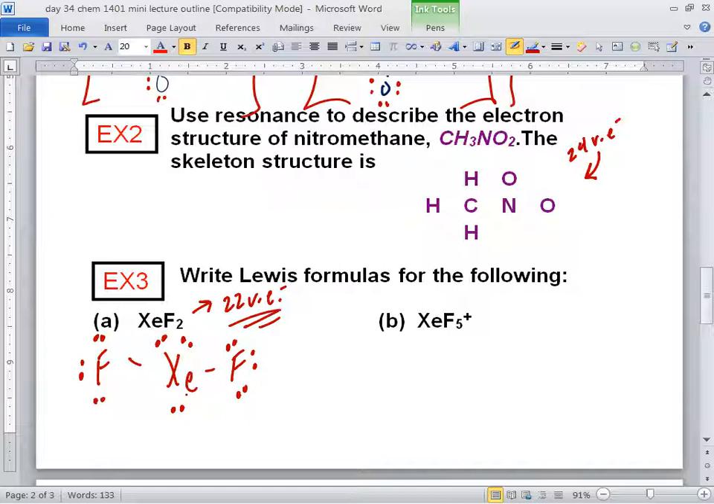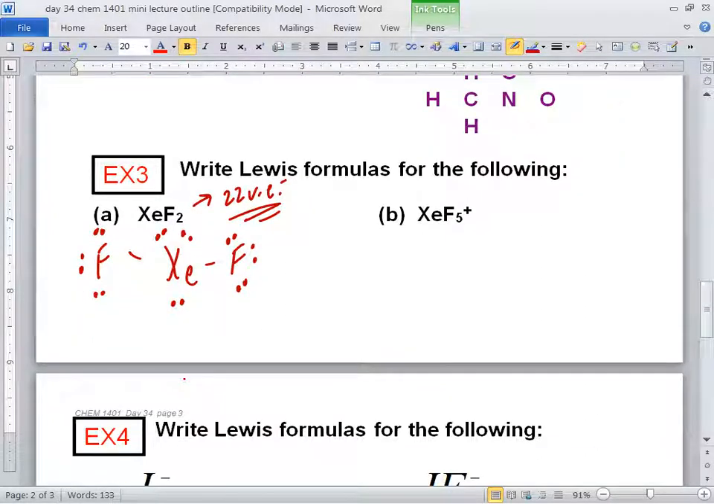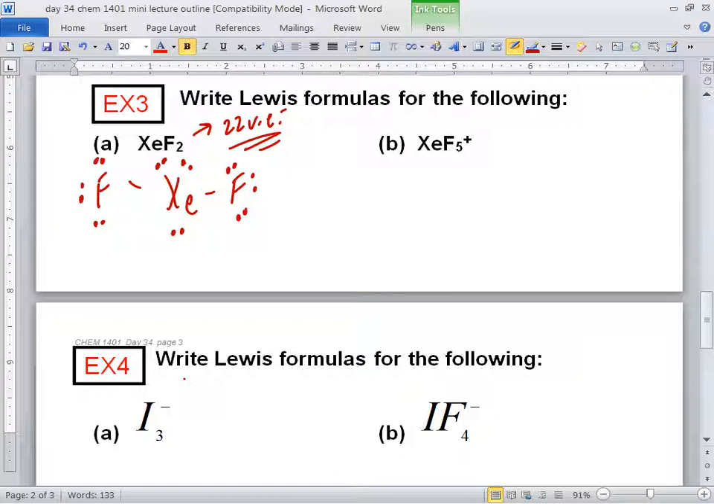Try xenon pentafluoride, cation. So the lone pairs can only go in the center? They have to go on that center atom. Do all 5 Fs surround? Yes. Everything has to be around that center atom.